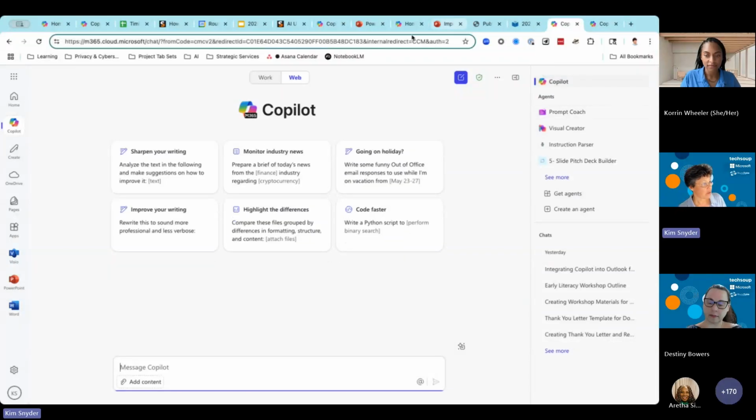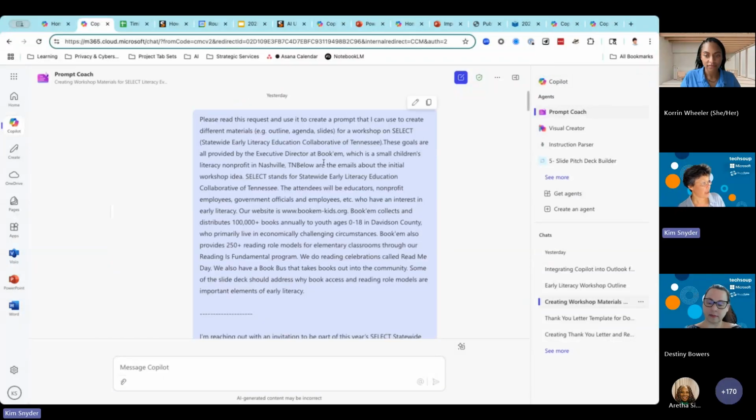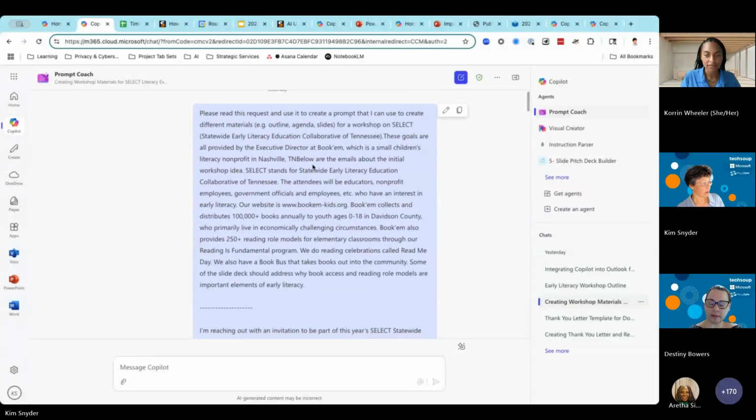So in this example, I got a request, and I will say it took me a little while to parse this one through, but they wanted to create different kinds of materials, an outline, agenda, and slides, for a workshop on SELECT, which is the statewide Early Literacy Education Collaborative Tennessee. So I pretty much took what I had been asked for verbatim.